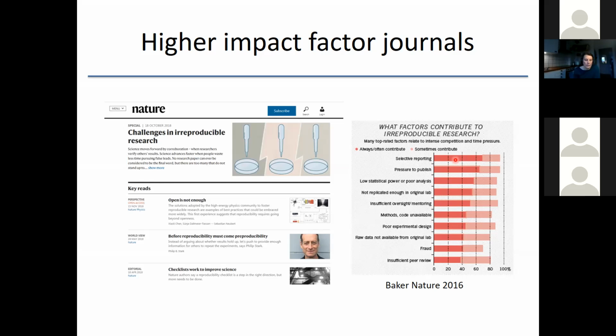And of course, if somebody's repeating it and focusing on this part, the story is probably much more complex. But you also have a lot of other things: pressure to publish, or low statistical power, or poor analysis. So you haven't analyzed the data in a correct way, or you haven't replicated it enough. Of course, fraud is here as well, but I think most of these things are more innocent mistakes, so to say.